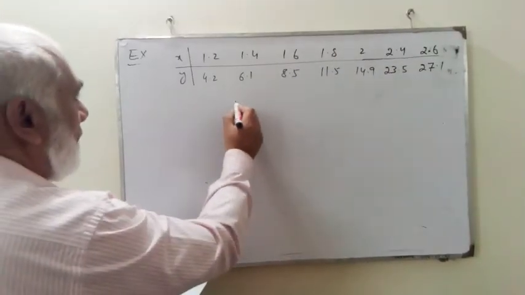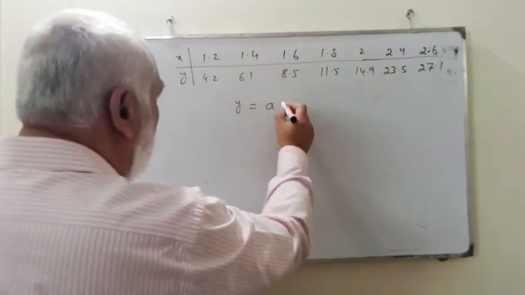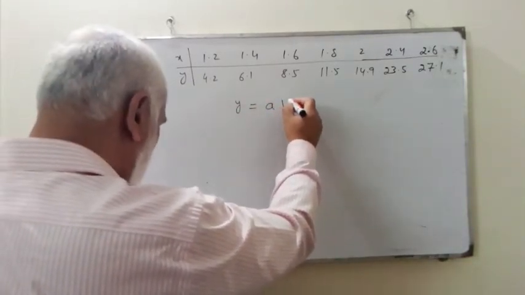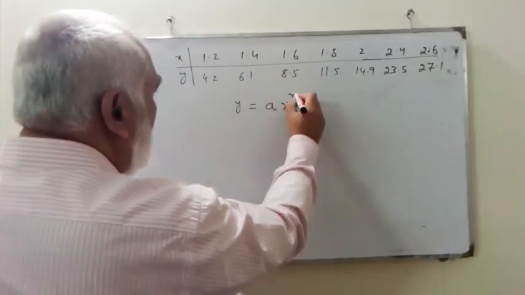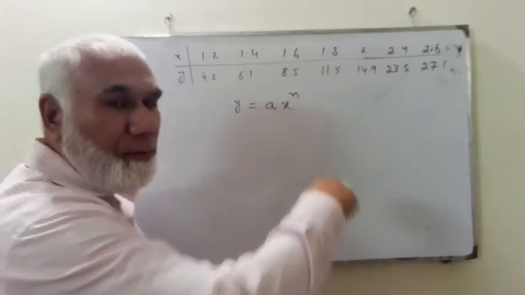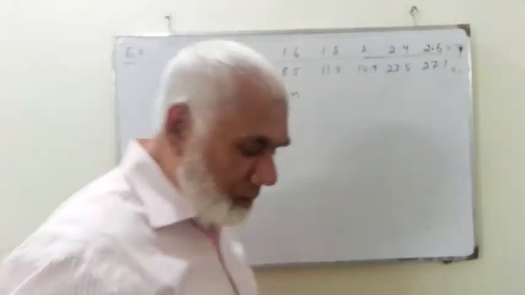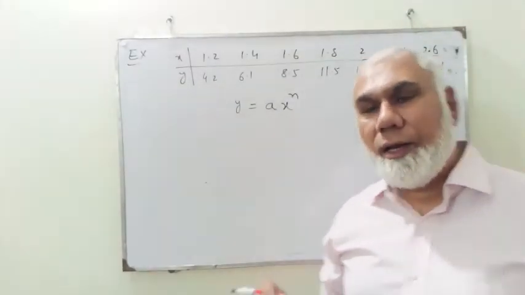You have to fit a curve of the form y is equal to a times x raised to the power n. So you can see here, this is of course not a linear equation. In the previous question which I solved for you, the question was linear initially. Here this equation is not linear.